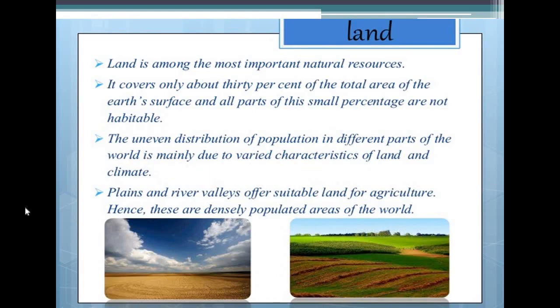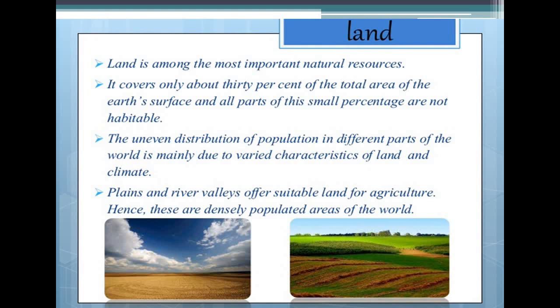So first of all, we'll start with land as a resource. Land is among the most important natural resources. It covers only 30% of the total area of Earth's surface, and not all parts of this small percentage are habitable. As we know from the previous class, just try to correlate this with your previous chapter, which mainly discussed the different types of resources. Land is a type of natural resource which is very, very important for us.